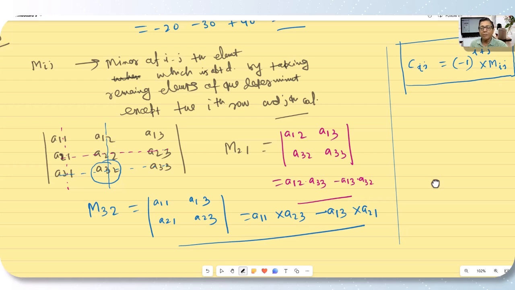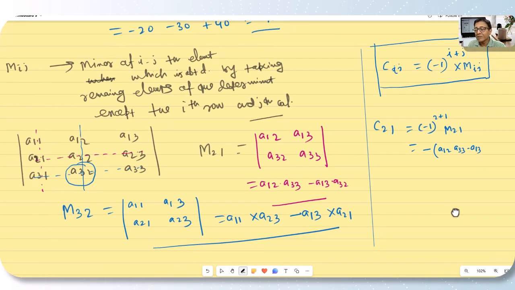Suppose in this problem, we want to find C21. It will be minus 1 to the power 2 plus 1 M21. So it will come with a sign, either positive or negative, and then the minor: A12, A33, minus A13, A32.